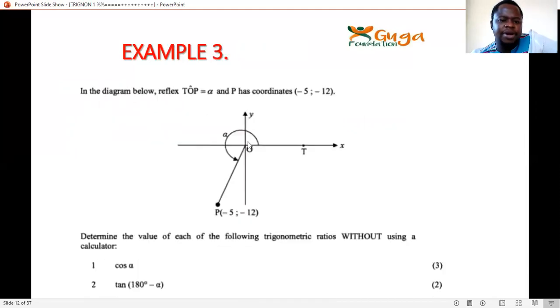Example number 3: in the diagram below, the reflex angle TOP is equal to alpha and P has the coordinates negative 5, negative 12. Just note that negative 5 is x and negative 12 is y. Determine the value of each of the following trigonometric ratios without using a calculator, starting with cos alpha. Here x is negative and y is also negative, negative 12. Then you can calculate r.